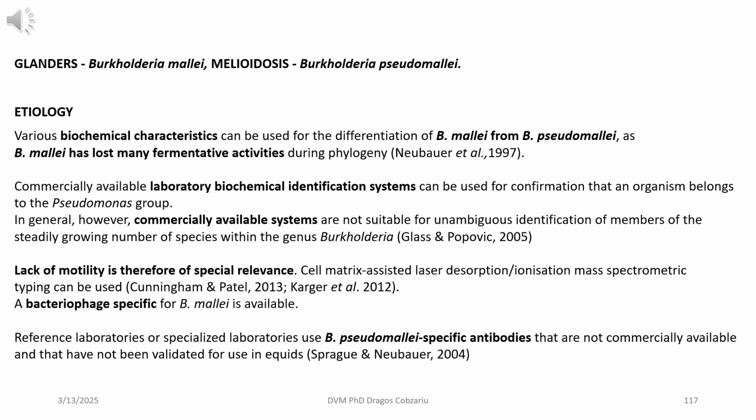Commercially available laboratory biochemical identification systems can be used for confirmation that an organism belongs to the Pseudomonas group. In general, however, commercially available systems are not suitable for unambiguous identification of members of the steadily growing number of species within the genus Burkholderia. Lack of motility is therefore of special relevance. Matrix-assisted laser desorption ionization mass spectrometric typing can be used.